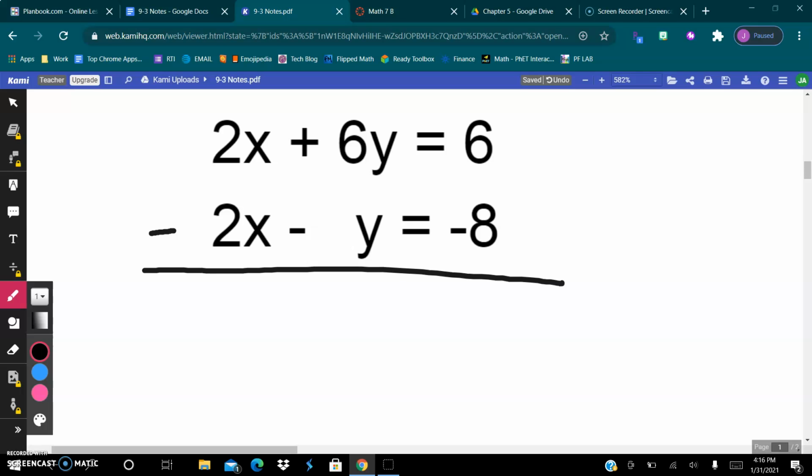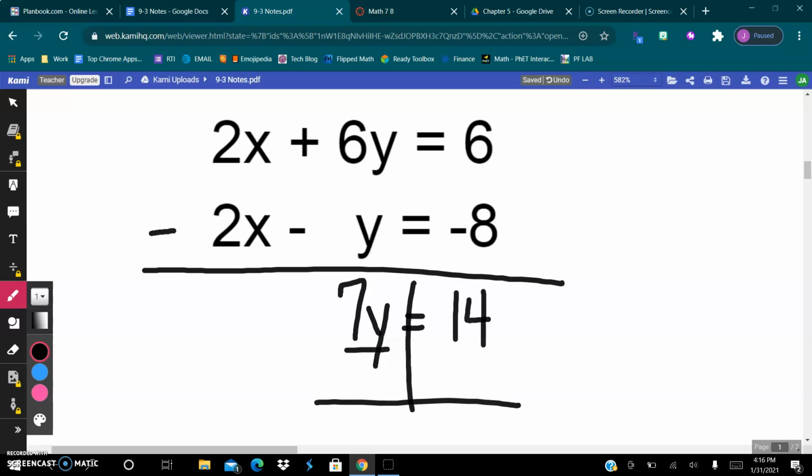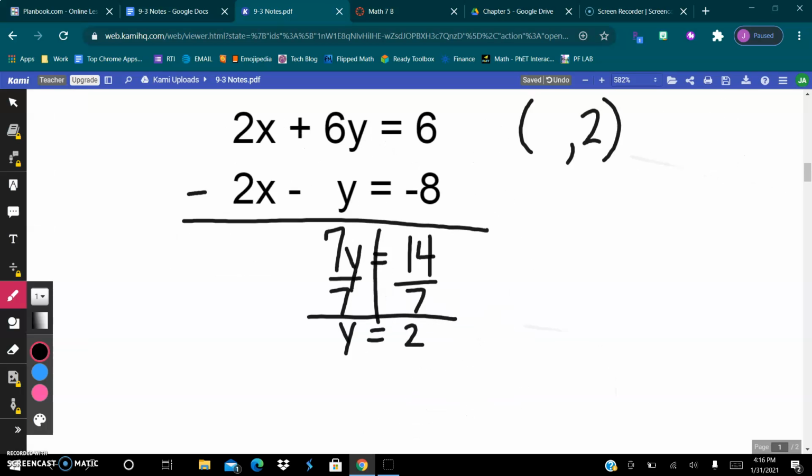And then we would have 6y minus a negative y, which would turn into 6y plus 1y, would be 7y. And then 6 minus a negative 8 would turn into 6 plus 8. So that would be 14. And then we could solve our equation by dividing by 7. So we would know that our y is 2.